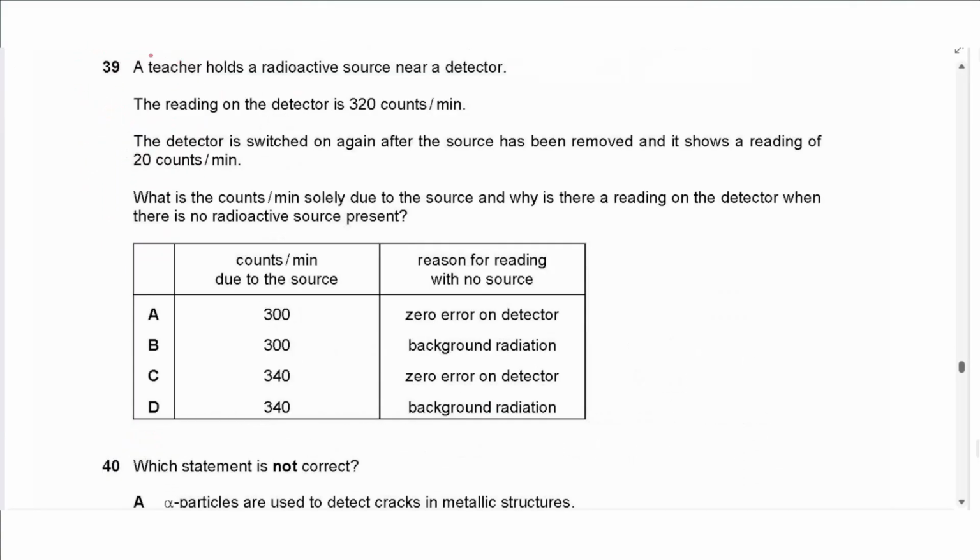Question 39 says a teacher holds a radioactive source near a detector. The reading on the detector is 320 counts per minute. The detector is switched on again after the source has been removed, and it shows a reading of 20 counts per minute. That's background radiation. What is the counts per minute solely due to the source, and why is there a reading on the detector when there is no radioactive source present? So this is background radiation, and the reading would be 320 minus the background 20. So we get 300. So we choose B.